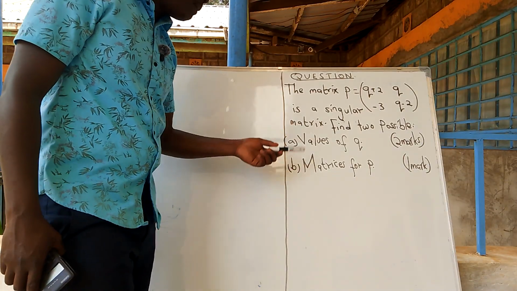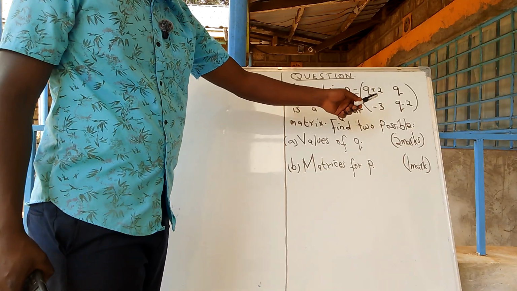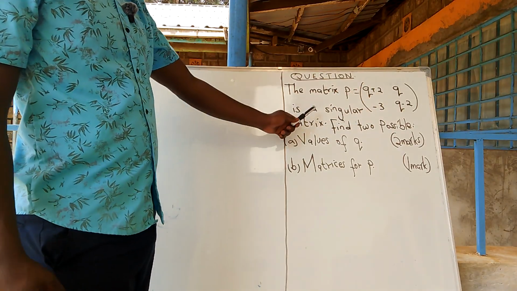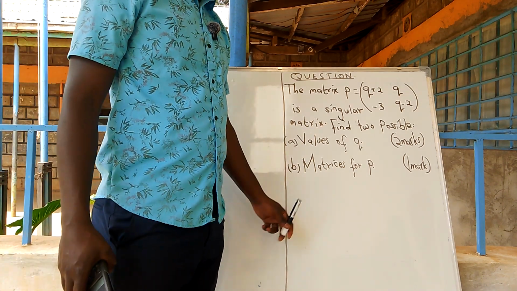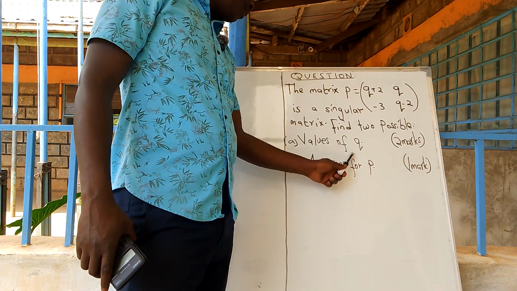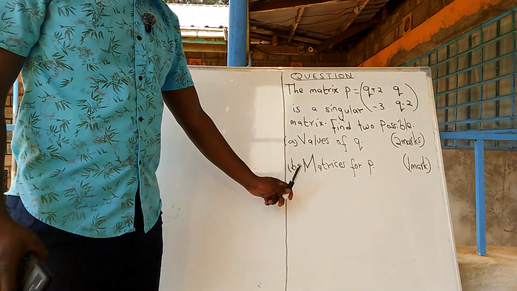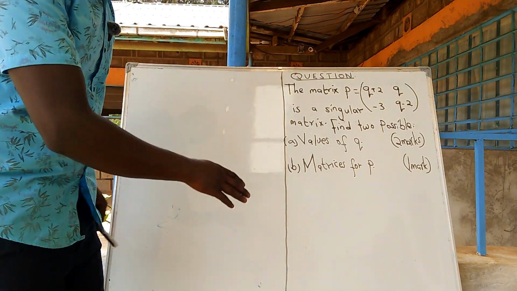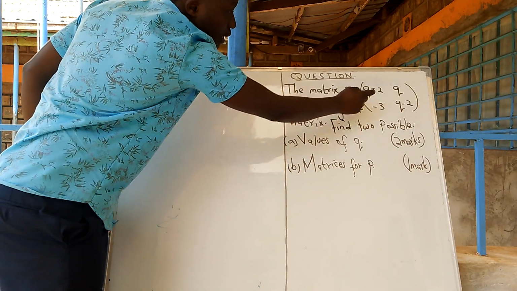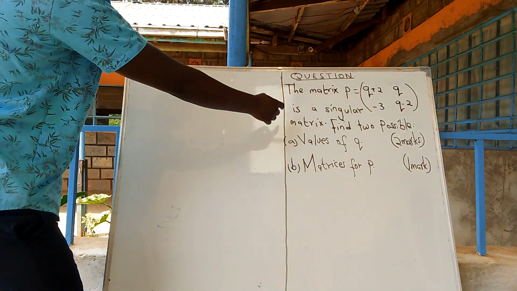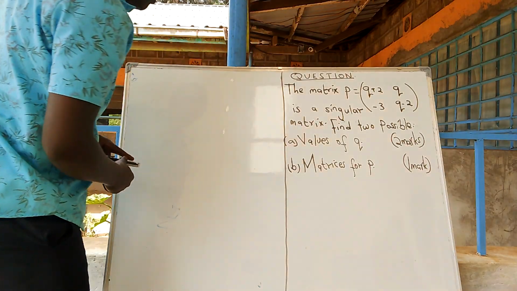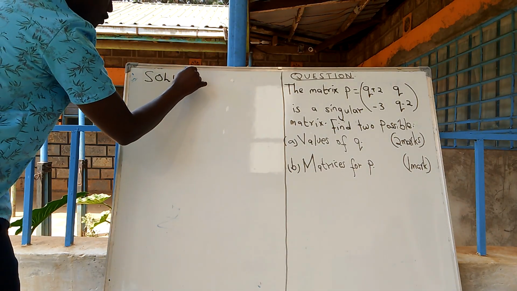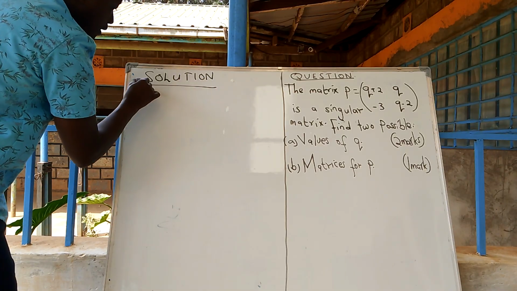And this question reads: the matrix P = (Q plus 2, Q; minus 3, Q minus 2) is a singular matrix. Find two possible values of Q and two possible matrices of P. Wewe ukicheki poa hapa unaona hii ni matrix na tunaambiwa ni singular matrix. So on our solution tunafaa tujiulize what is a singular matrix?